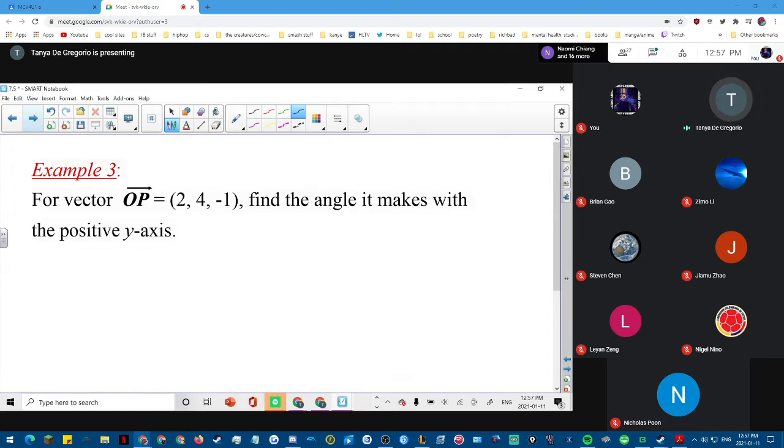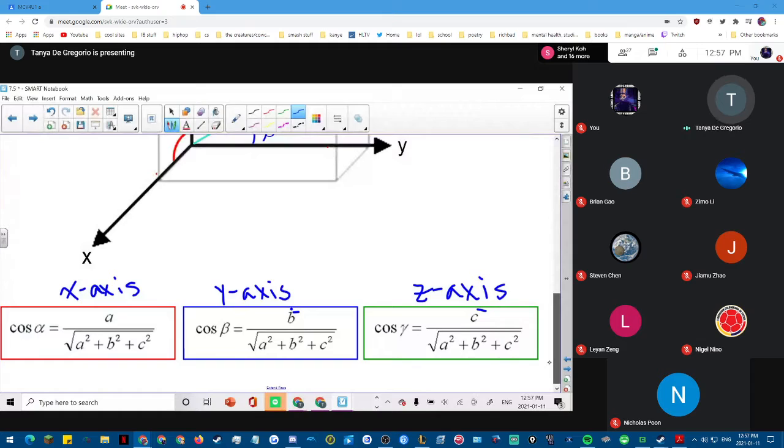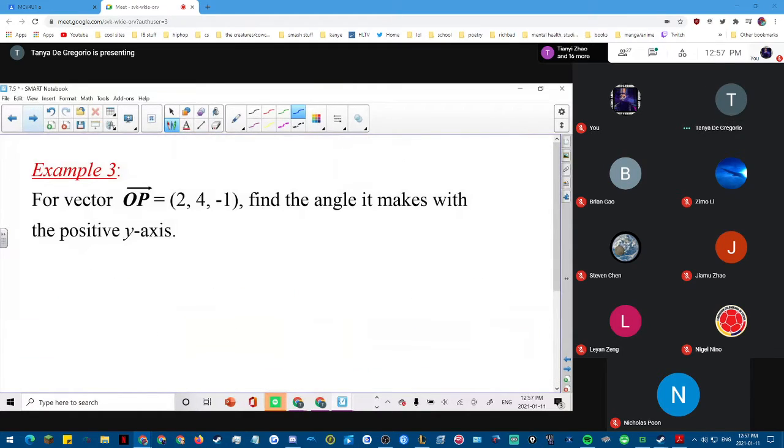Okay, so example 3. For vector OP, (2, 4, -1), find the angle it makes with the positive y-axis. So I want to know the y-axis, and so that means I'm looking for beta, and so I'm going to use the middle formula. And it's as simple as that. So which component do I use? 2, 4, or -1? 4. Yeah, I thought I heard 4. Very good. And then over the magnitude of your vector. It's as simple as that, guys. Very, very simple math.